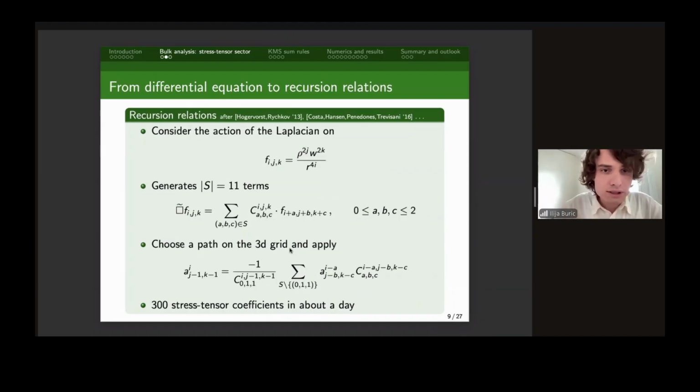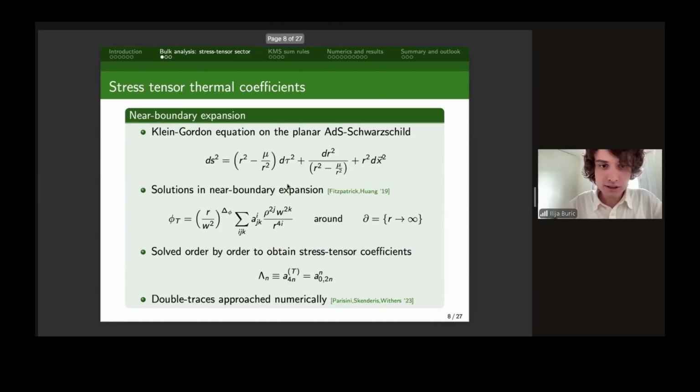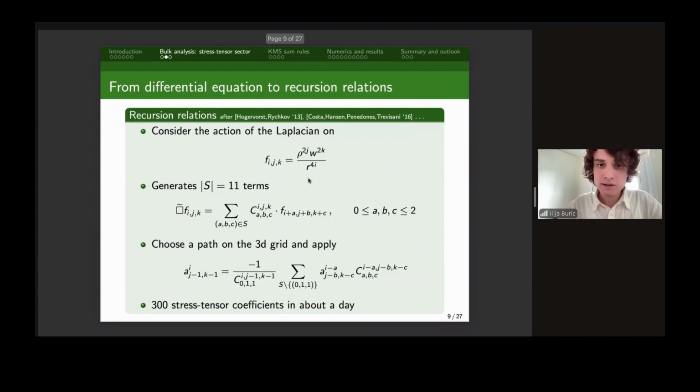Okay, so this is a little bit technical, but I wanted to include it because it is important for this paper, these recursion relations. Let me just briefly say how it works. So each of these terms I can call F_ijk, which are these monomials. And when you act with the Klein-Gordon operator and multiply by a certain simple factor to kill off the denominators, you will get 11 terms.